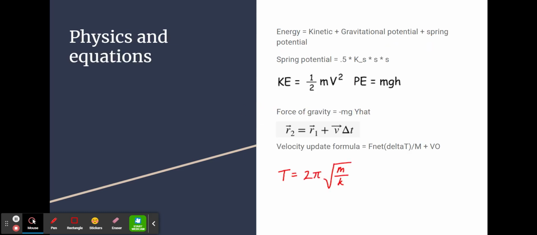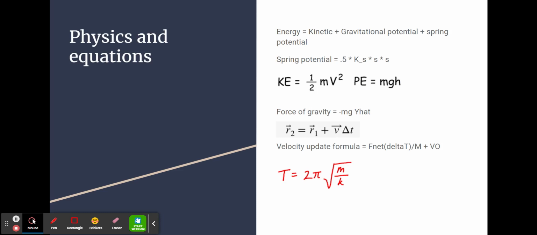So the physics equation we'll be using is the energy principle equation, which we know that the kinetic, gravitational potential, and the spring potential changes are all going to sum to zero because we define the entire thing as our system. And our spring potential is going to be 0.5 times Ks, which is the spring constant, times s, which is the distance the spring stretches, squared. We also have kinetic energy, which is 1/2 mv squared, as well as our gravitational potential, mg delta h.